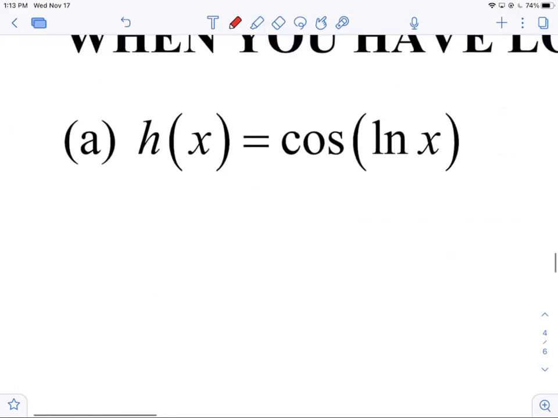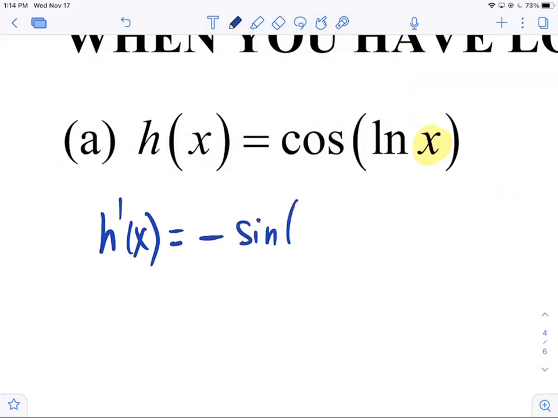So if h of x is cosine of ln of x, is there anything we can do? Any simplifying? We have cosine of natural log of x. I don't think there's any simplifying we could do, but there are two layers, so we'll have two links in the chain. So the left side becomes h prime of x, and the right side, here we go. The derivative of cosine of blob is negative sine of the blob, and then times the derivative of the blob, 1 over x, right? And that's it. We're done.